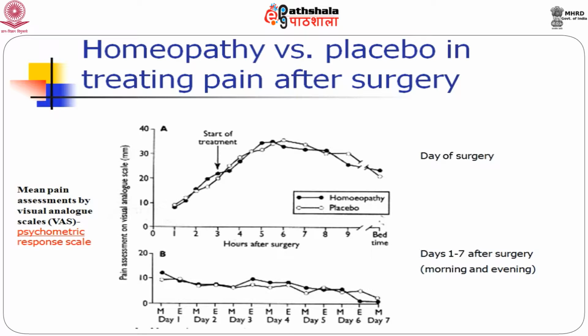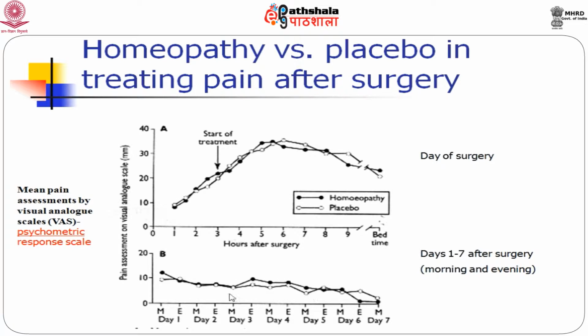On the other hand, if you look at the subsequent days, the graph shows from day 1 to day 7. Immediately after the day of surgery, the patients are observed, and you see that in the morning and evening the VAS scores are recorded and plotted in the graph.